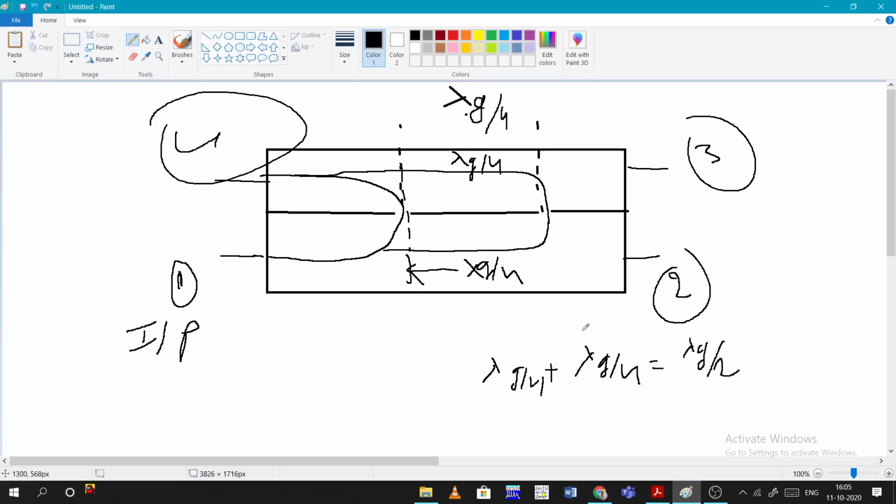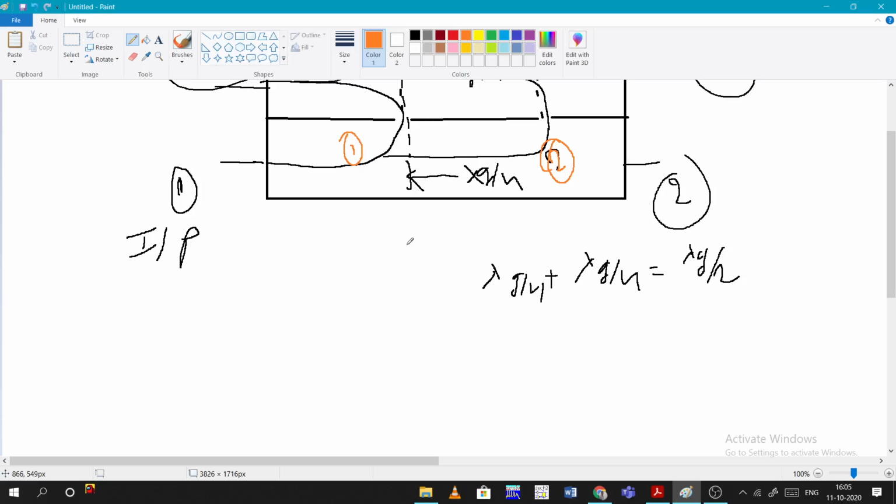Correct. For the second wave I will take another color. This is the second wave, and this will be the first wave. Basically the signal is split into two parts. The first signal will suffer no distance, so it is taken as 0. With respect to this, the extra length traveled by the second wave is only this part, only this length.